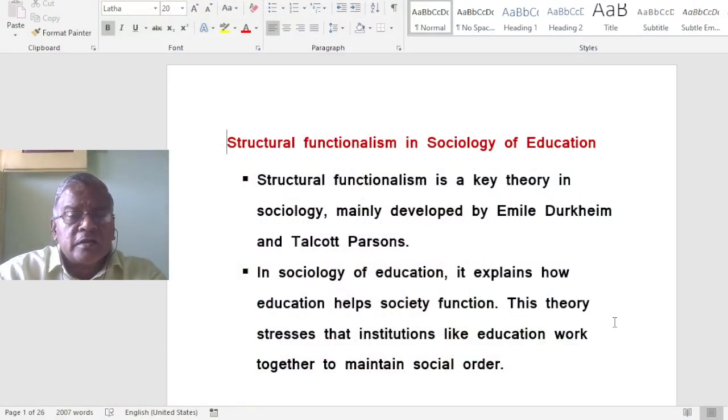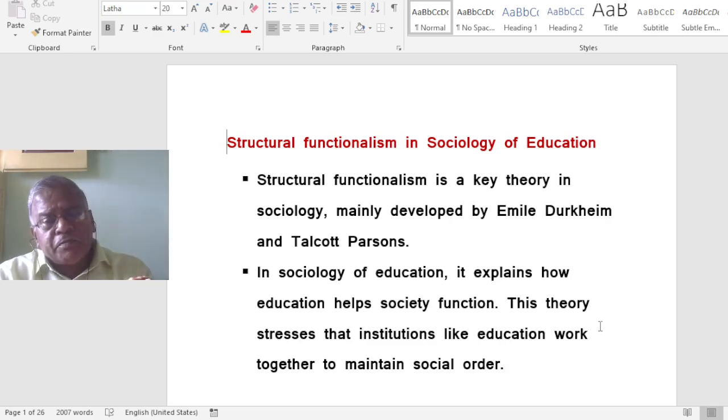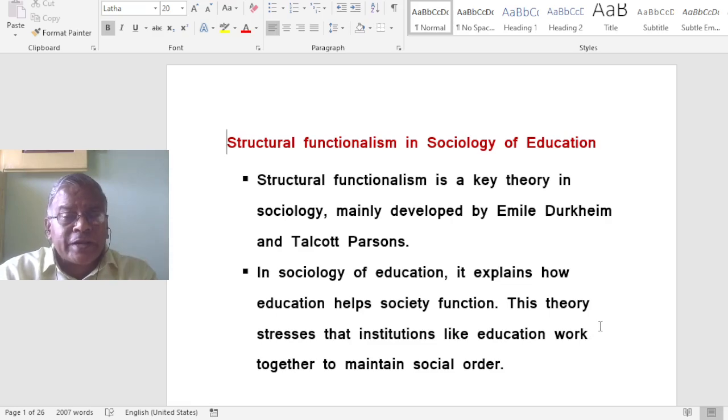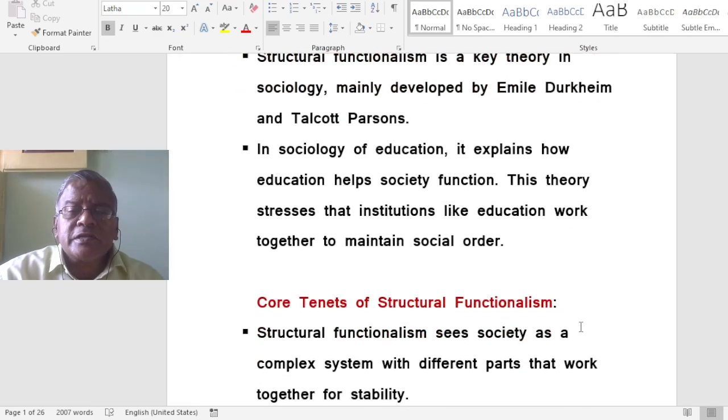Structural functionalism in sociology of education. Structural functionalism is a key theory in sociology, mainly developed by Emile Durkheim and Talcott Parsons, of course, two important persons. In sociology of education, it explains how education helps society function. How society functions is what structural functionalism is concerned about.